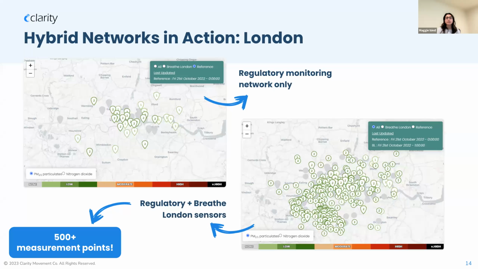These two maps that you see represent the difference in air quality monitoring coverage before and after the launch of the Breathe London network. The map on the left shows only the regulatory monitoring networks around the London metro area, whereas the map on the right shows the drastic increase in air quality monitoring coverage that would not have been feasible or timely without low-cost sensor technology.